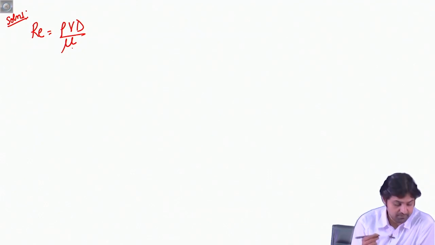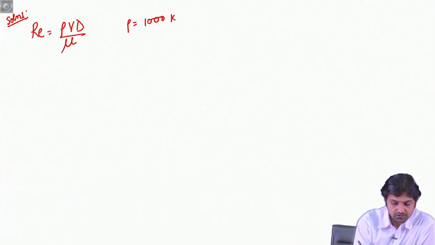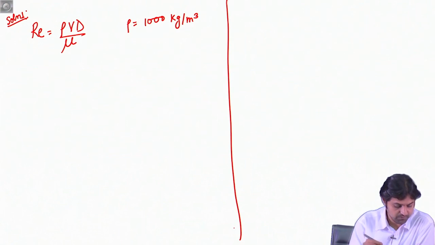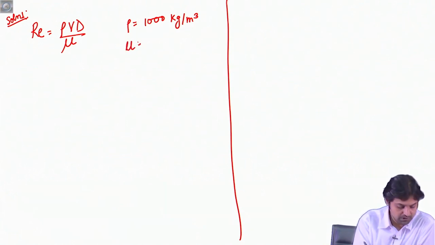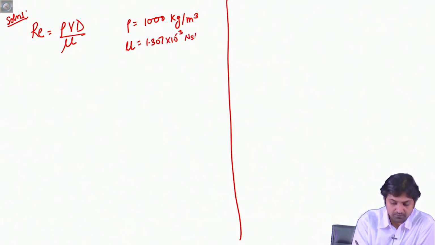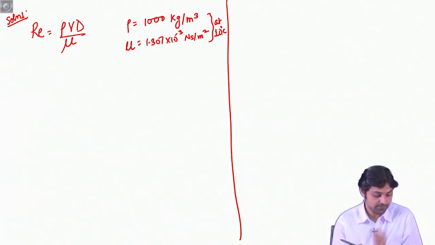So, we know that Reynolds number is rho V d by mu. Here d is the diameter of the pipe, rho is 1000 kilogram per meter cube and mu is 1.307 into 10 to the power minus 3 Newton second per meter square at 10 degree centigrade.